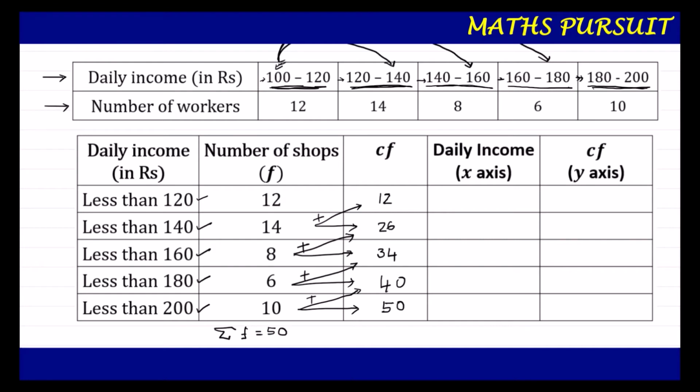But if we are going to work out a more than cumulative frequency or more than distribution, at that point of time we need to be more careful while calculating the cumulative frequency. I will explain at that point of time how we are considering that particular cumulative frequency. It is a little bit different. Now, after calculating the cumulative frequency, like what we got, 12, 26, 34, 40, 50, as per the question, we are going to draw a less than type ogive.